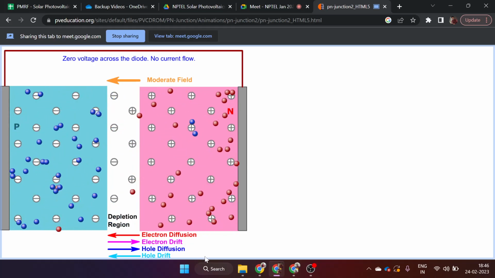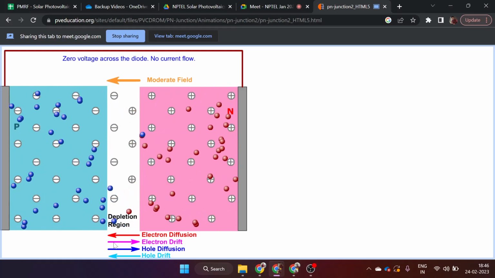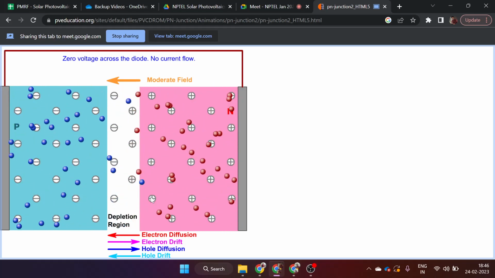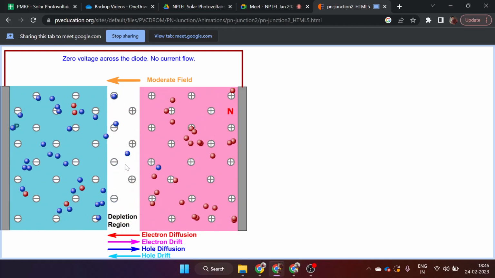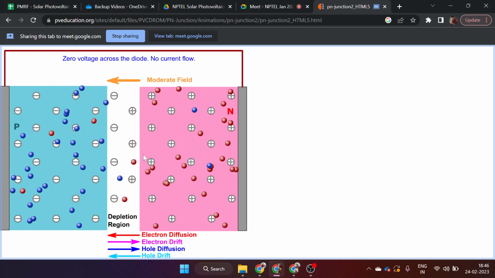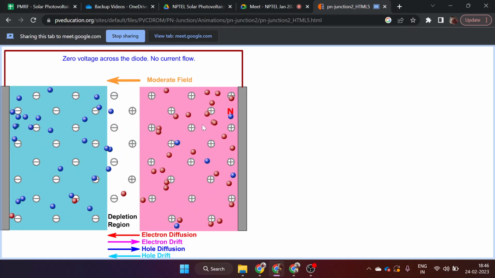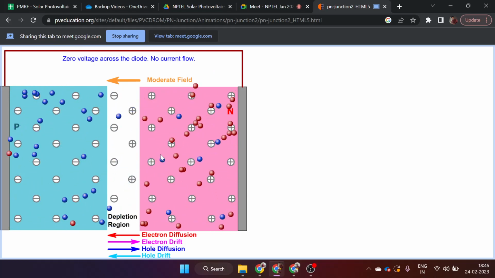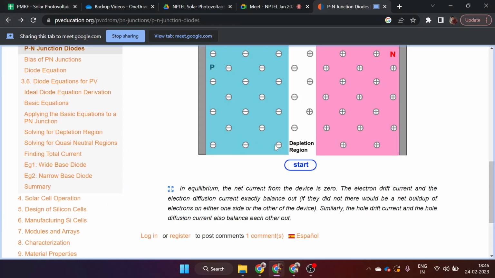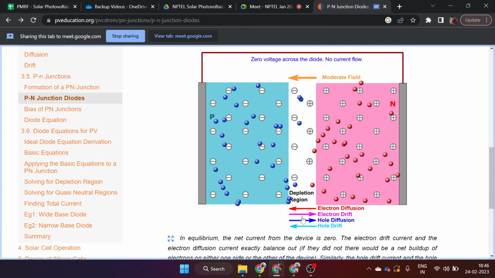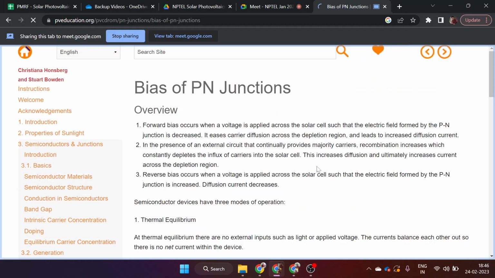And these are the four kinds of movement: electron diffusion in this direction, hole diffusion in this direction, electron drift in this direction, and hole drift in this direction. It is saying zero voltage across the diode, no current flow. So this is the equilibrium condition when the diode is not under biasing. Now let's see what happens under biasing.